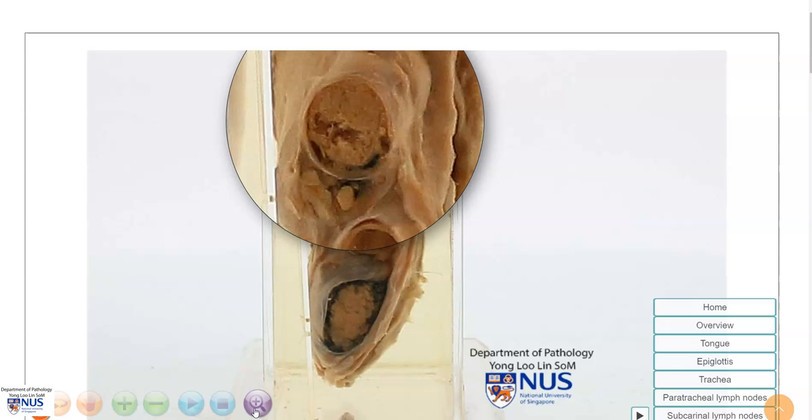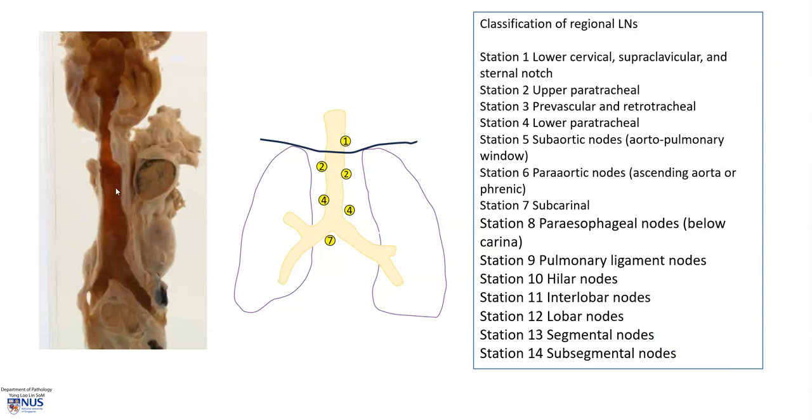Let's take a quick look at staging of lung cancer. Here we can see a snapshot of the virtual pathology specimen with the opened trachea and the paratracheal lymph nodes and subcarinal nodes. The classification of regional lymph nodes is according to stations, and they are numbered from 1 all the way to 14. So for example, here station 1 includes lower cervical, supraclavicular, and these may be palpable in the patient, and also sternal notch lymph nodes.